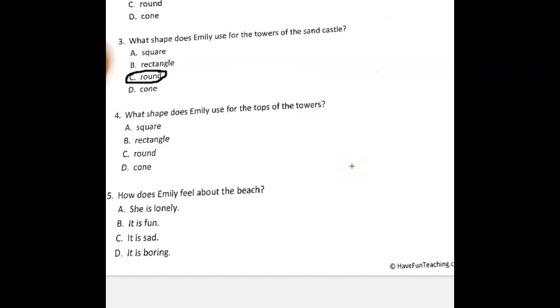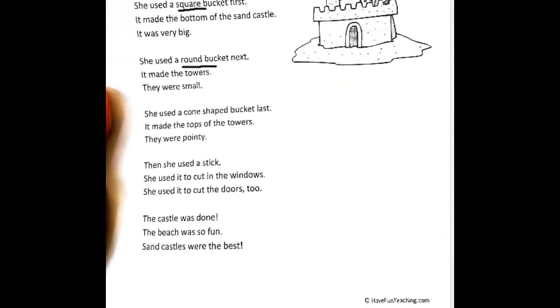Number 4, what shape does Emily use for the tops of the towers? Does she use A, square, B, rectangle, C, round, or D, cone? So we know she used round for the towers and she used square for the bottom. So what did she use for the tops of the towers? Was it rectangle or cone? Let's look. She used cone-shaped buckets last. It made the tops of the towers. So she used D, cone, for the tops of the towers.